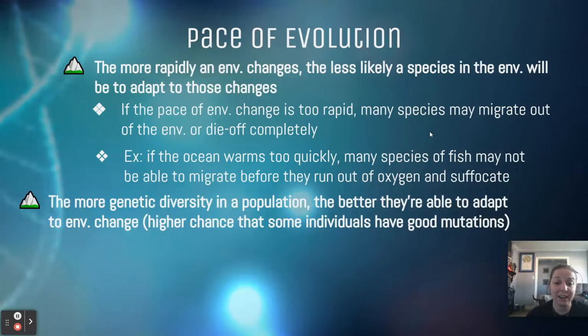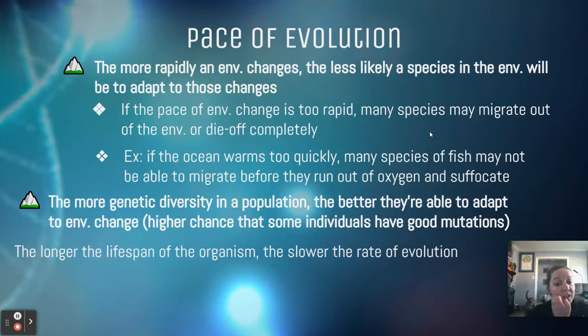Now, the more genetic diversity we have in a population, the better they're going to be at being able to adapt to environmental change. So there's a higher chance that some individuals will have good mutations that can survive the change. And then one of the other things we need to talk about is the longer the lifespan of an organism, the slower the rate is of evolution, because evolution happens by passing traits on to offspring. And things that have a long lifespan don't tend to reproduce as quickly or as often as things that live for a shorter time period.